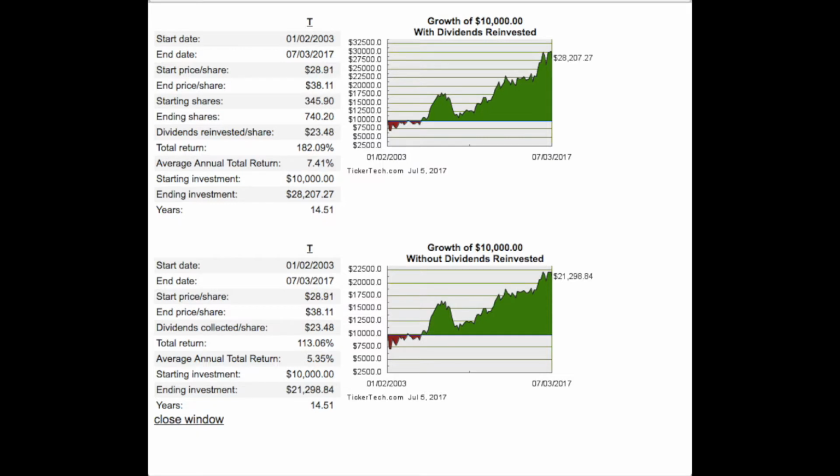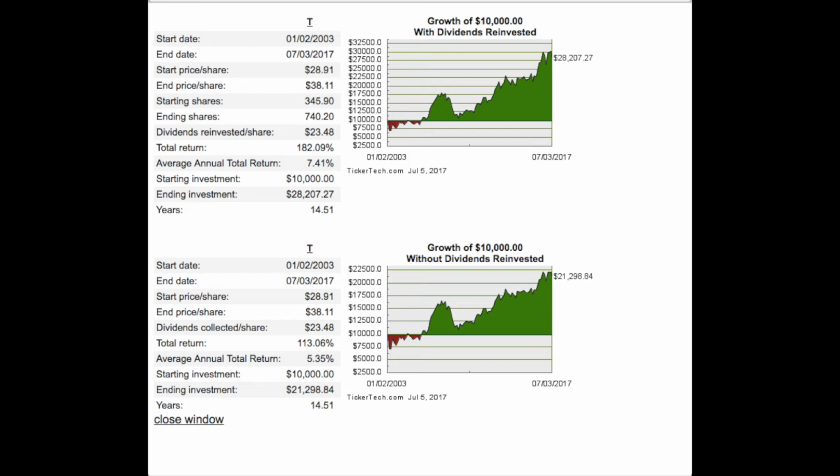To prove this, using AT&T again as an example, I used a site that allows me to graph the total returns of AT&T from 2003 all the way to today, with dividends reinvested versus not reinvesting your dividends. As you can see, you generate significantly higher returns when you reinvest the dividends. The growth of $10,000 with dividends reinvested turned out to be $28,000 at the end of this time period, and without dividends reinvested, only $21,000. So, $7,000 more just from reinvesting the dividends.